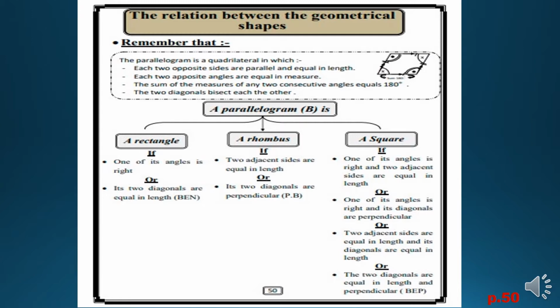A square. The parallelogram can be a square if one of its angles is right and the two adjacent sides are equal in length, or one of its angles is right and its diagonals are perpendicular, or the two adjacent sides are equal in length and its diagonals are equal in length, or the two diagonals are equal in length and perpendicular. So the diagonals of the square bisect each other, are equal in length and perpendicular.